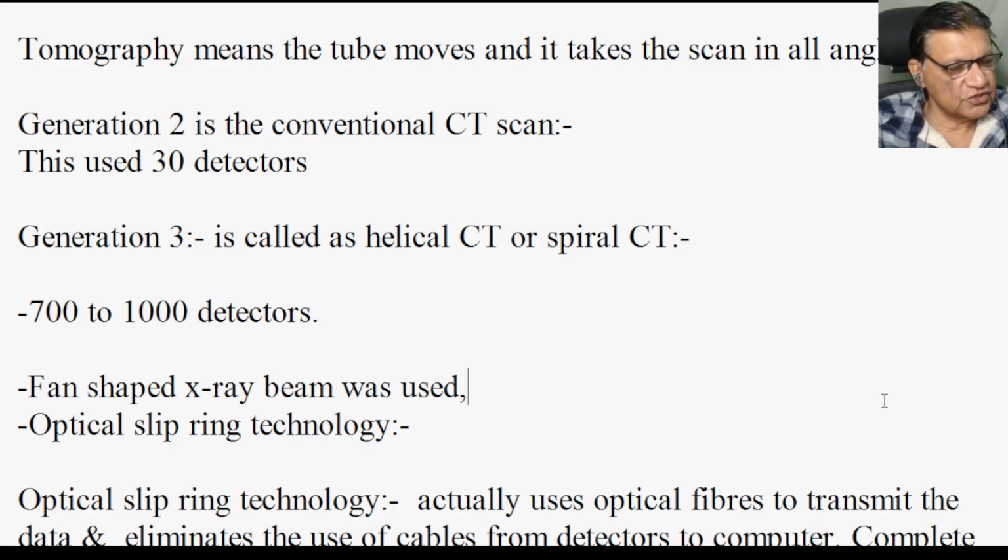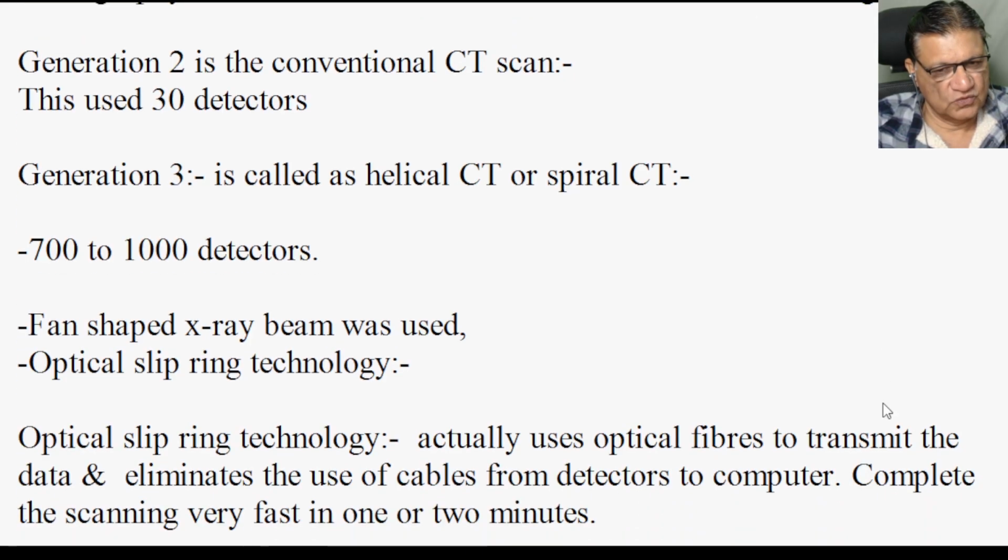Now what is generation 2 CT scan? Generation 2 is conventional CT scan. It uses 30 detectors. What is generation 3 CT scan? It's also called helical CT. Generation 3 is helical CT or spiral CT. It has 700 to 1000 detectors. The fan-shaped X-ray beam was used, and optical slip ring technology is used in there.